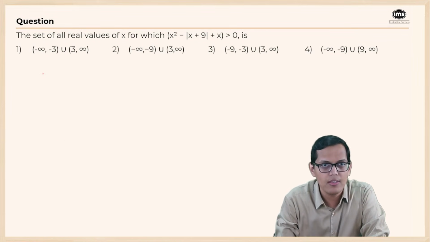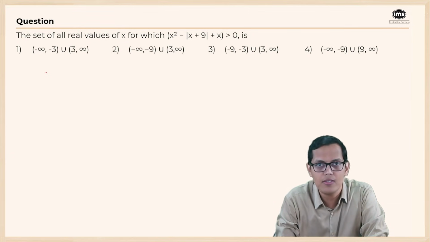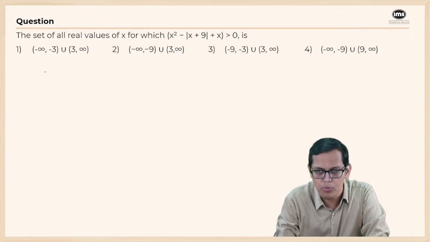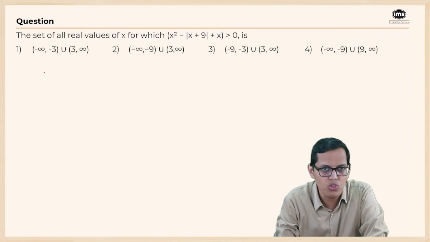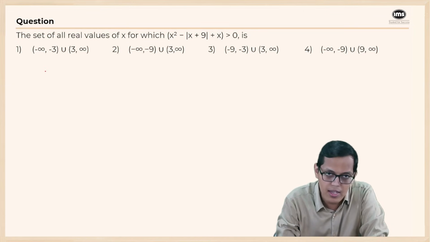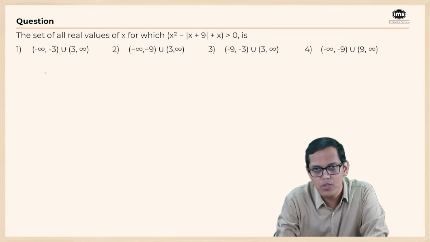The question here is the set of all real values of x for which x square minus modulus x plus 9 plus x greater than 0. So there are two different approaches. First is proper approach, in which we'll find the exact answer on our own, and then there would be a second approach, that is for the actual testing time.